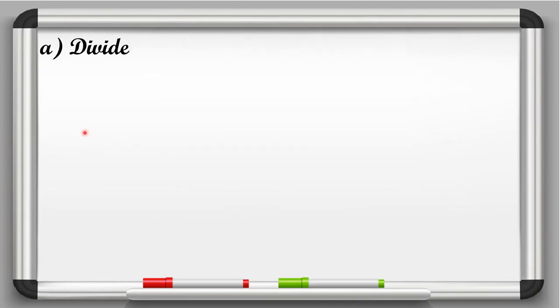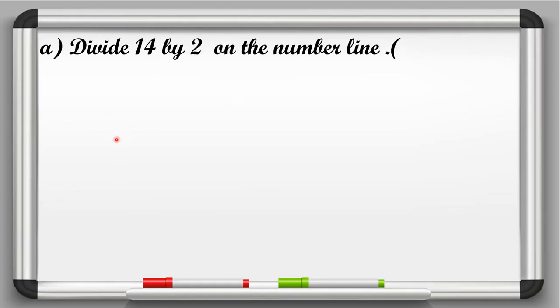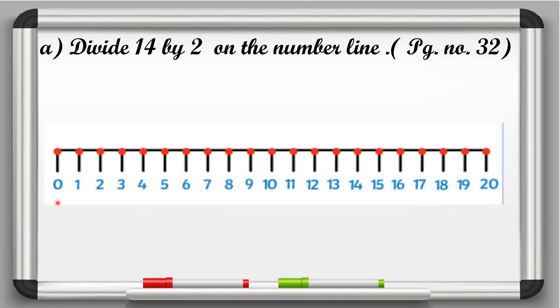Here in A part, it is given divide 14 by 2 on the number line. So first of all, we will make a number line like this. Here we have a number line, and on this number line we have numbers from 0 to 20. Our first step is we have to move to number 14, from 0 to 14 like this. 0 se 14 pe hum aa gaye. Now we have to divide it by 2. So we will subtract 2 numbers from 14. So 14 mein se jab hum 2 minus karenge beta, so 13, 12. We will reach at number 12.